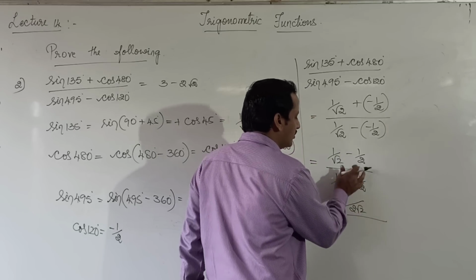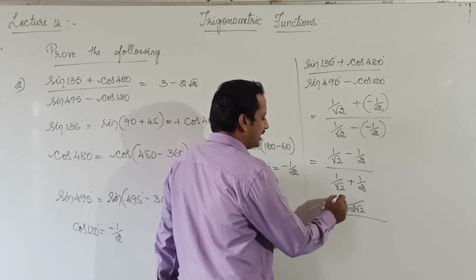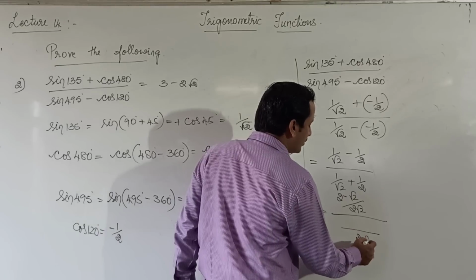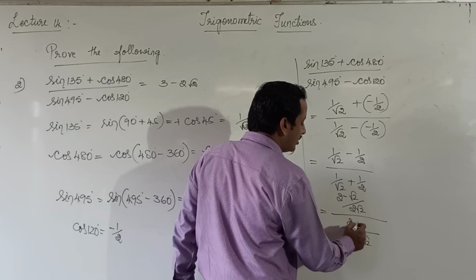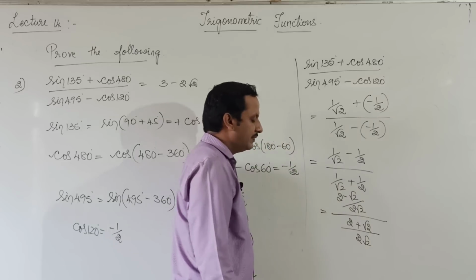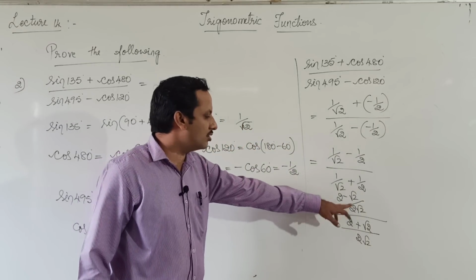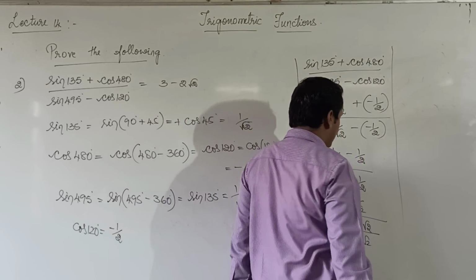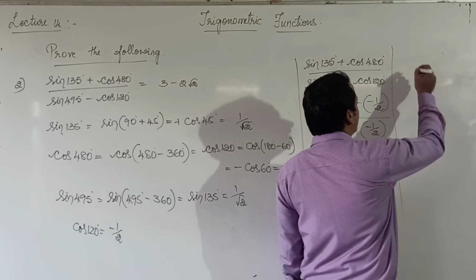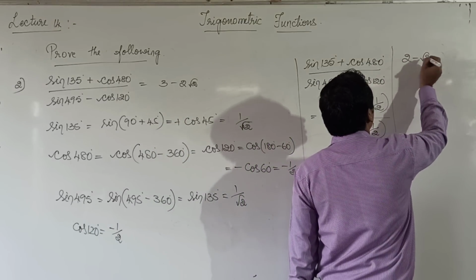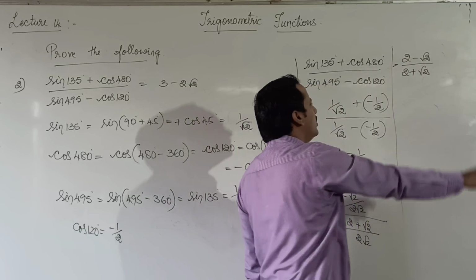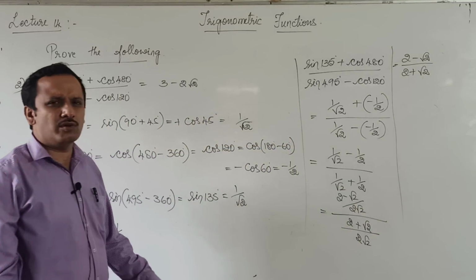LCM is 2 root 2. Numerator is 2 minus root 2. Here 2 root 2 is the LCM, so the denominator will become 2 plus root 2. Now the 2 root 2 gets cancelled. So we are left with 2 minus root 2 divided by 2 plus root 2.